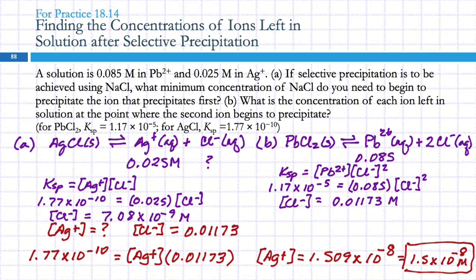And it says each ion, right? So the other answers, the lead, this is just about to precipitate, and so the concentration is the same as it started out. The chloride ion concentration is what we calculated here and what we used in this second calculation, 0.01173 molar. There's three ions, there should be three answers. Any questions?